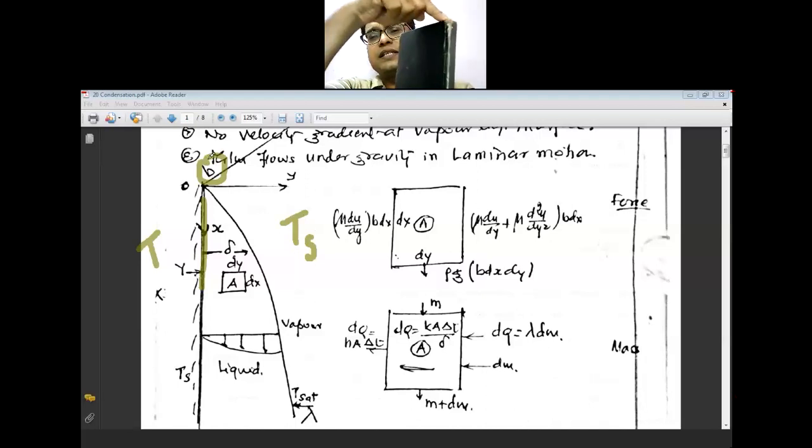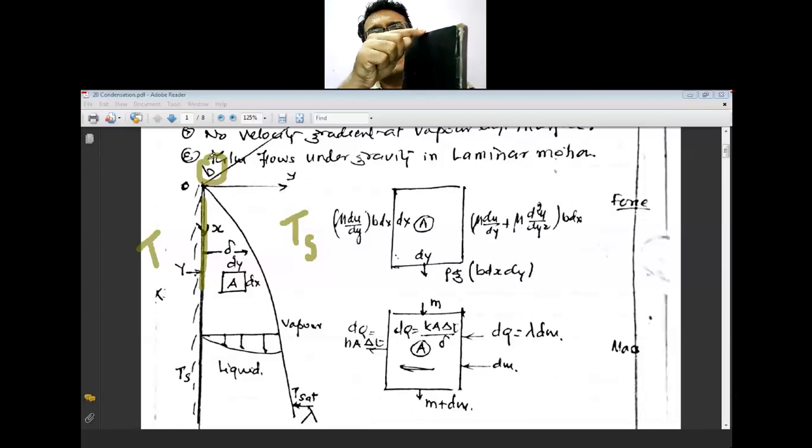Now B is the width of this plate. Then the temperature on one side is Ts, and the temperature of the vapors is on the other side. Now whatever vapor is getting condensed at this point is going to form a liquid film on this solid surface.